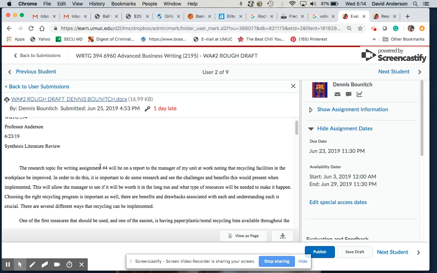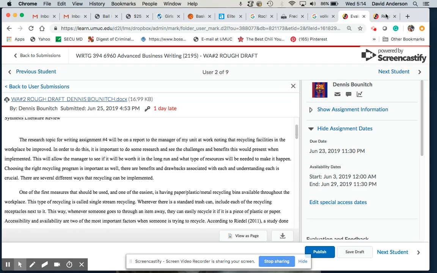A review of literature points to 3 areas of concern for recycling: the financial benefits, types of recycling, and difficult items. And that's it. That's your introduction.